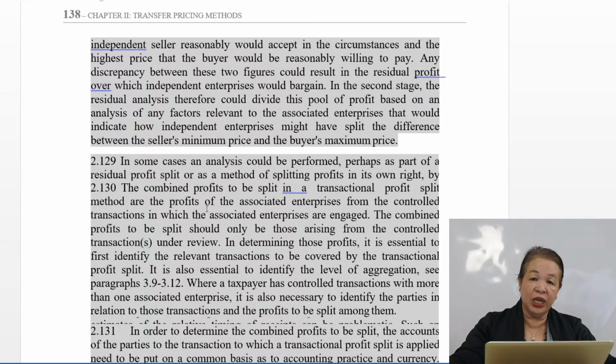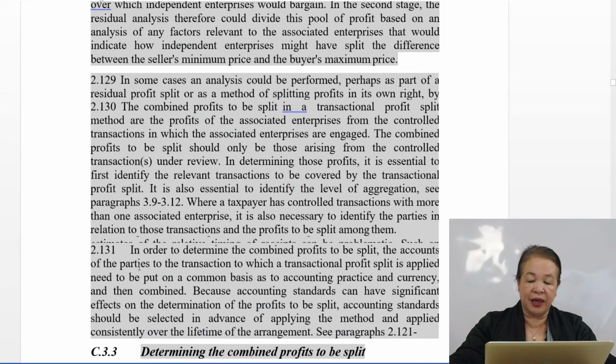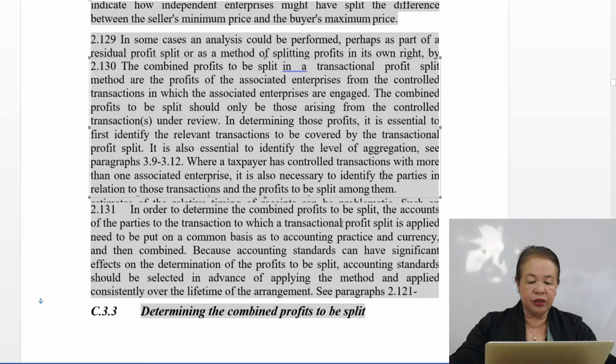meron silang pooling, no? Pooling, pagsamasamahin, combine yung profits na yan with the profits of other related parties or associated enterprises. The combined profits to be split should only be those arising from the controlled transactions under review, no? So, yung under investigation. In determining those profits, it is essential to first identify the relevant transactions to be covered by the transactional profit split.